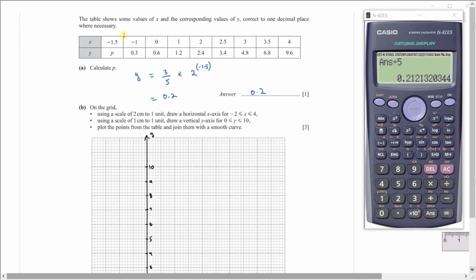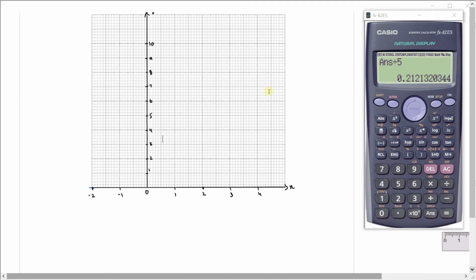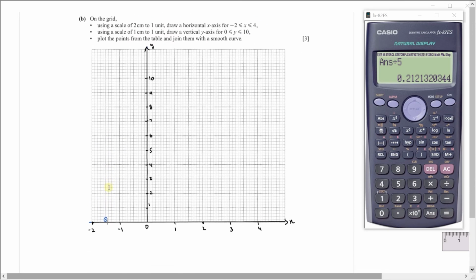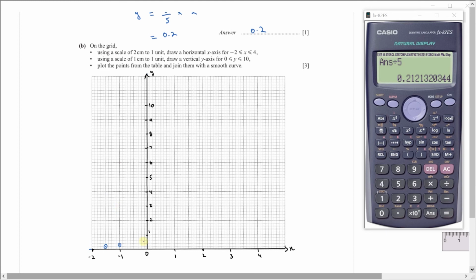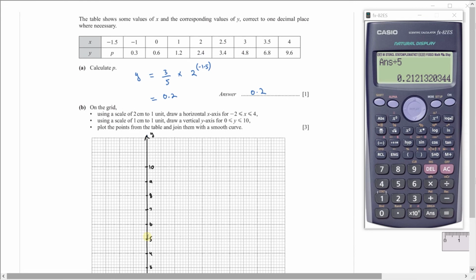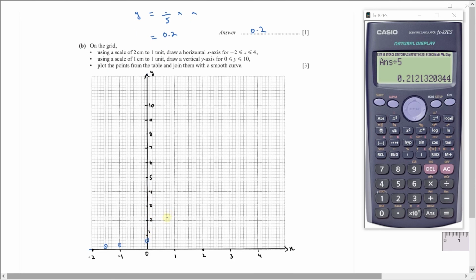So you have -1.5 and P was 0.2. So -1.5 and 0.2 will be this point. -1 and 0.3 will be in the middle here because each small block represents a value of 0.2 on the y-axis. So 0.2, 0.4, but in the middle you will have 0.3. 0 and 0.6 will be this one. 1 and 1.2 will be this.